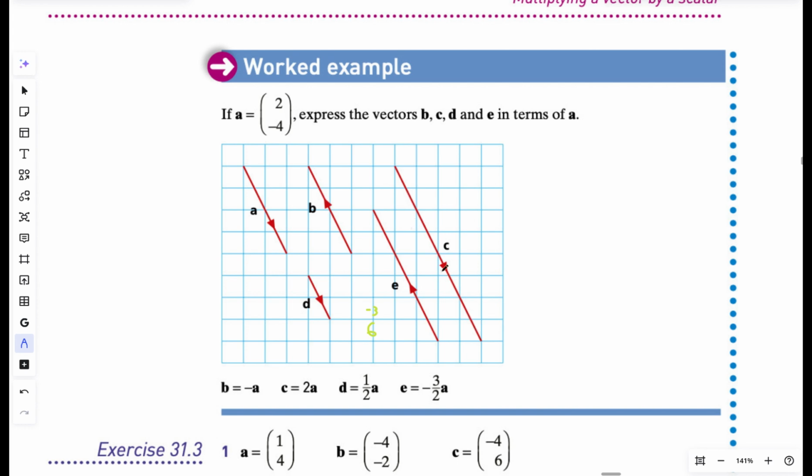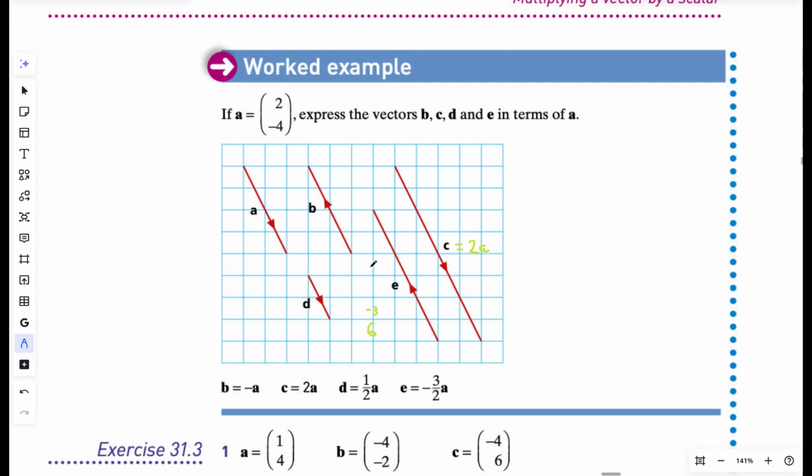This is like 2A, because how many boxes does this one cover? 1 horizontally, 2, 3, 4. 4 boxes, which is double of 2. Then the vertical, I think it's 8. We can count 1, 2, 3, 4, 5, 6, 7, 8. So this is 2A, and it's going the same direction as A. So vector C is equivalent to 2A.